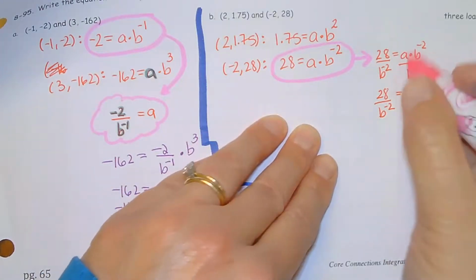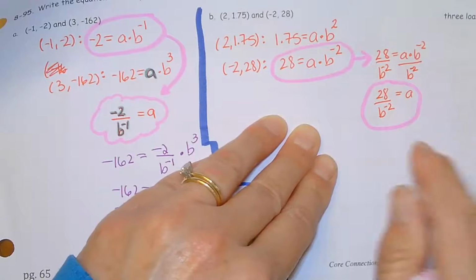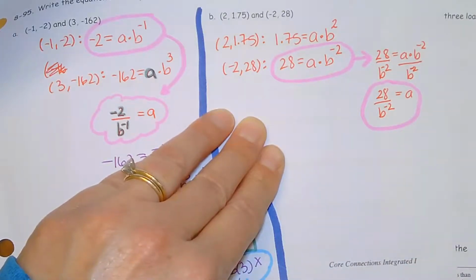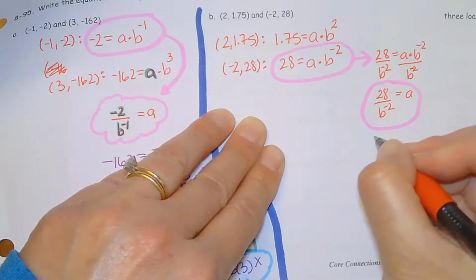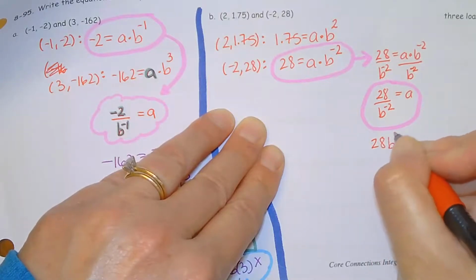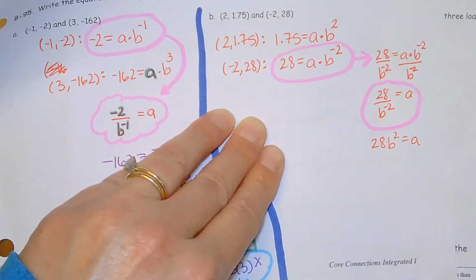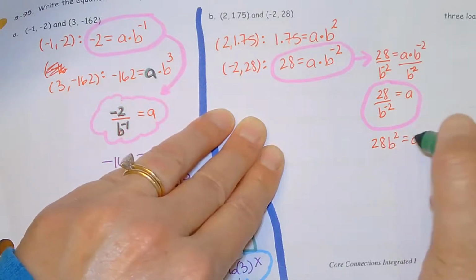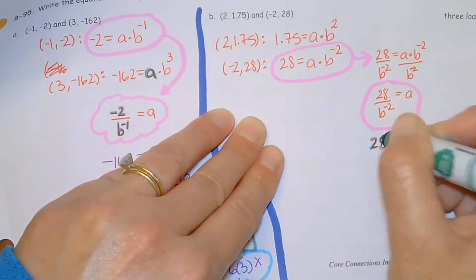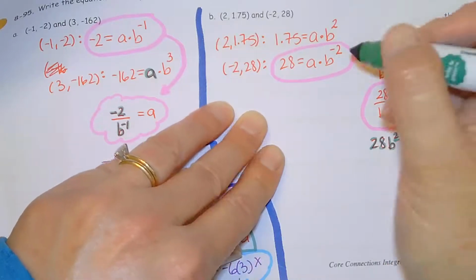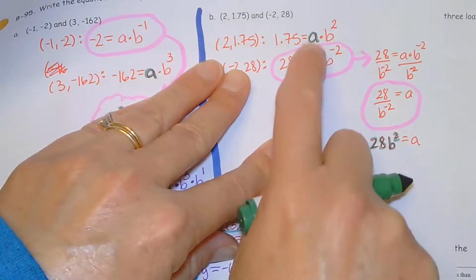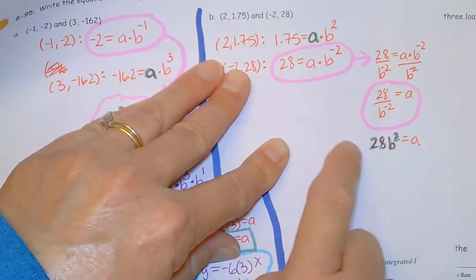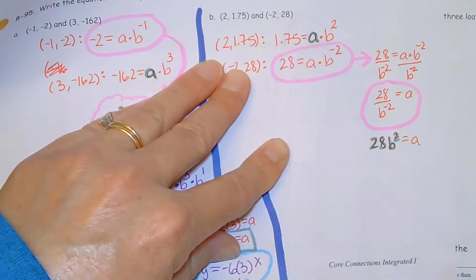Now, I didn't rewrite it right away in the last example, but you can rewrite this because we do not like b being raised to a negative power. So if it's negative on bottom, I can move it to the top. So really, this is 28 b to the second is equal to a. And that might be a little easier to use. So in place of my a in my top equation, I'm going to be substituting this. I'm always doing it into the equation I did not use.